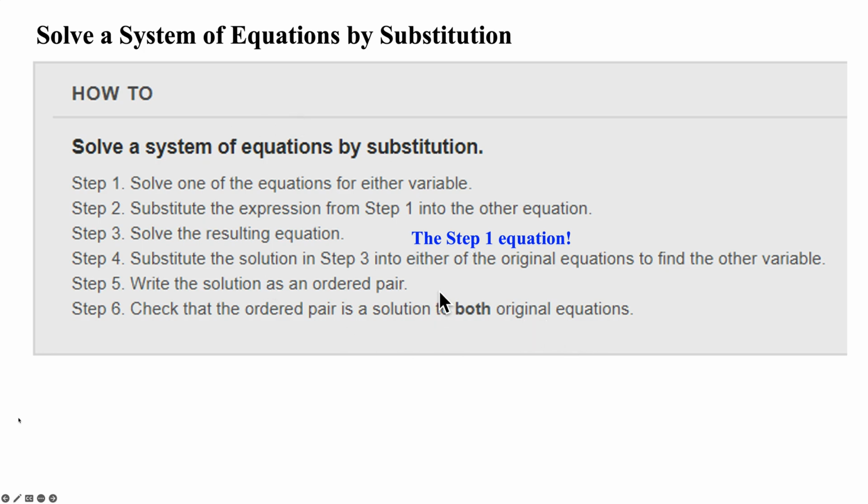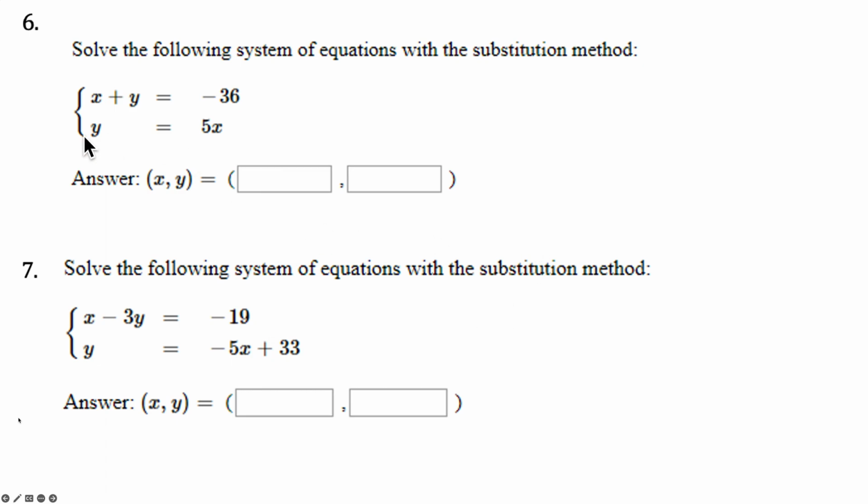All right, so all those steps, here we go. Let me give you an example. Solving by the substitution method. As I look at these two equations, I notice, hey, my second equation already has y by itself. Take the 5x, substitute it in for y of the first equation. That's going to give you x plus 5x equals negative 36.